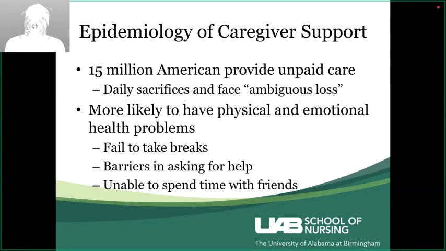They fail to take breaks. They don't want to ask for help. They don't want to be seen as weak. And they eventually lose their friends. I'm going to tell you the stress of caring for a person with dementia is significant. And for some, the caregiver's death precedes their parent or spouse.